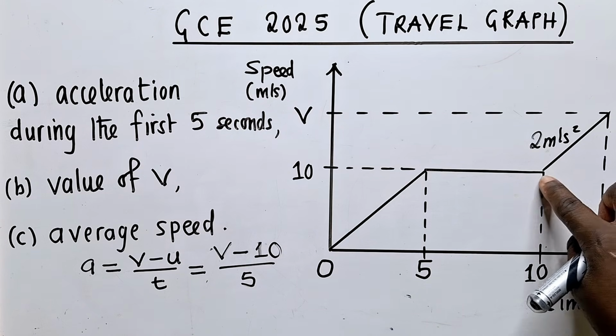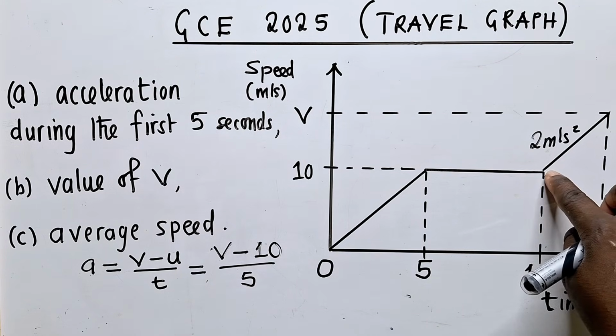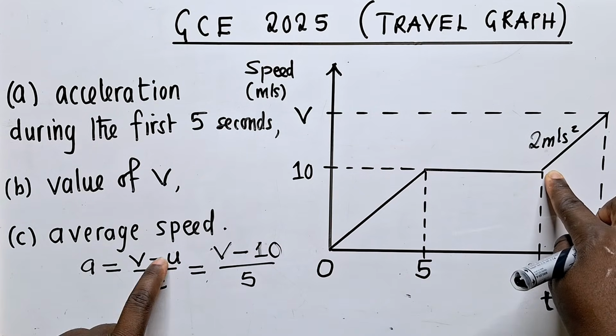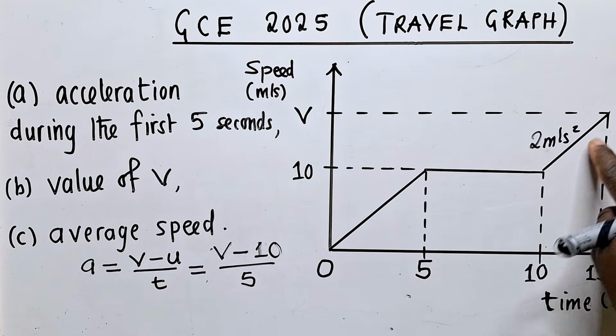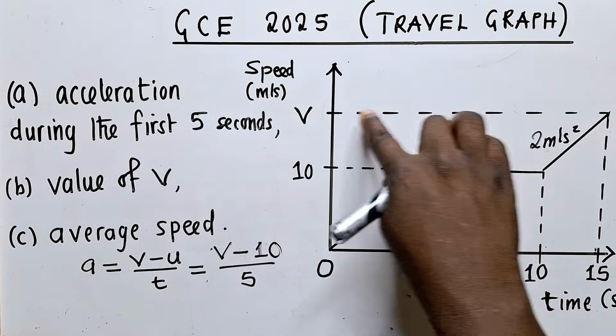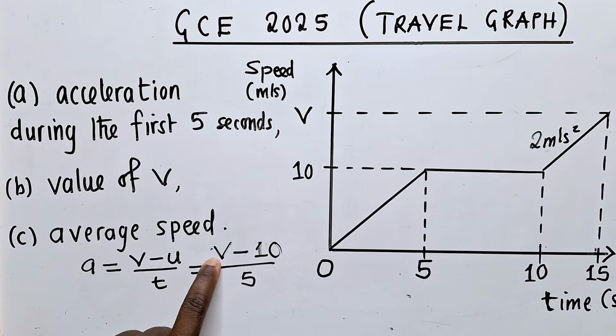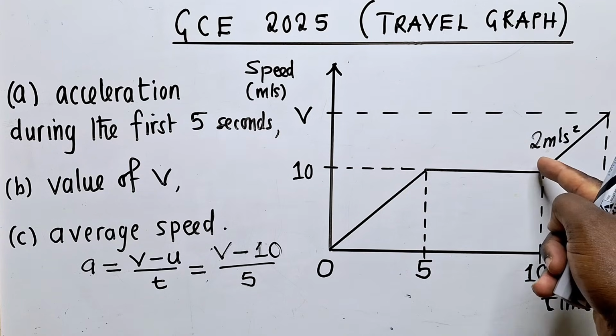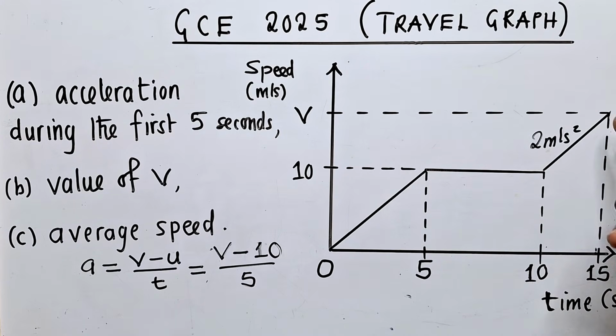It started accelerating right here. Where it started from is your u. You check the number here. Your u right here is what? It's 10. All the way up to here, your final velocity v is what we are looking for. And then you find the time difference. What is the time between 10 seconds and 15 seconds? Just say 15 minus 10, which gives us 5 seconds.